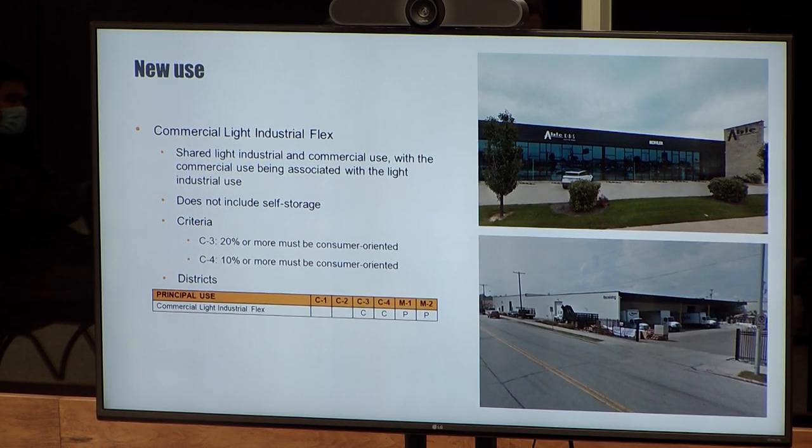Some numbers we're working with right now is within C3, we're suggesting 20% or more must be consumer-oriented, and in C4 it would be 10% or more. If you all have suggestions, we are open to them. And then this would be a conditional use in C3 and C4 and permitted in the manufacturing districts.